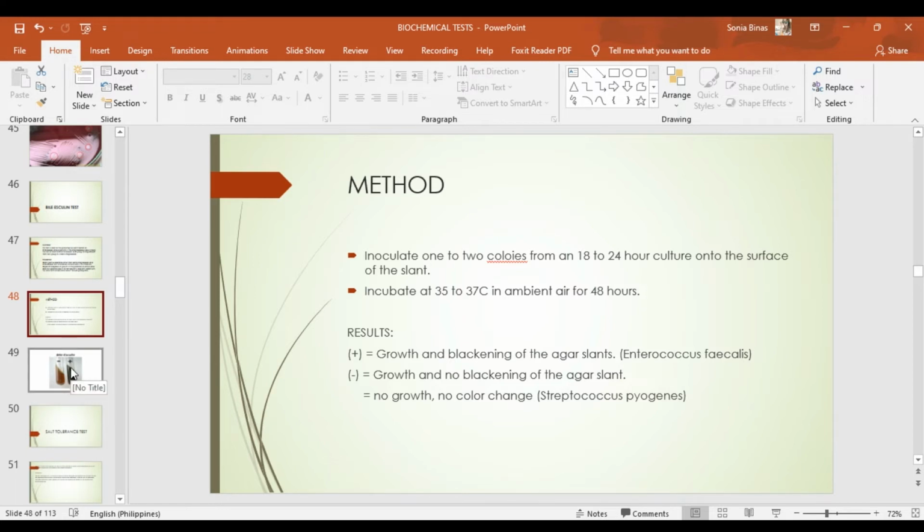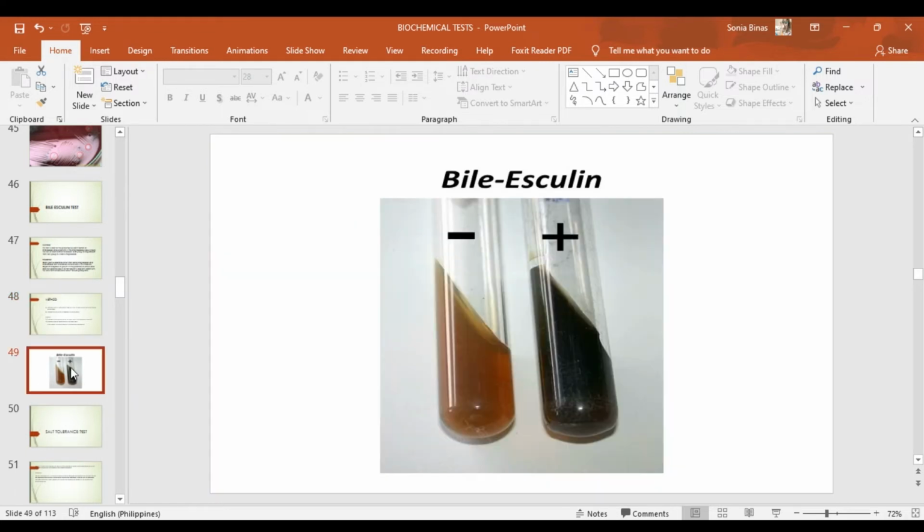So, ito po yung magiging itsura ng bile esculin. The positive one has a blackening of the slant. So, siya ang our Enterococcus faecalis. Ano po?